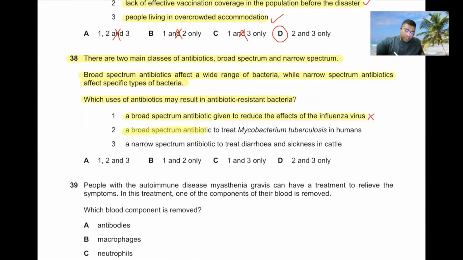A broad spectrum antibiotic to treat Mycobacterium tuberculosis. We know the specific bacteria that is causing the disease, so we must use a narrow spectrum. Broad spectrum will not be so effective. A narrow spectrum antibiotic to treat diarrhea and sickness in cattle. Yes, while treating animals, antibiotic use can be a problem, and that can lead to antibiotic resistance. So one, two, three, all. Option A is correct.